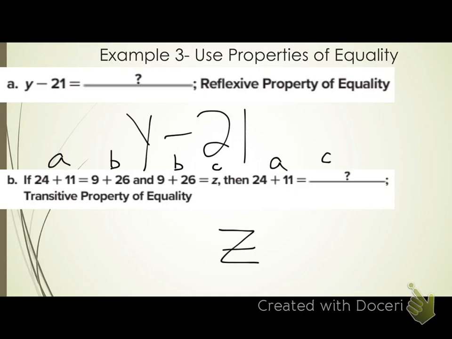Any questions on example 3 using our reflexive or our transitive properties of equality? A lot of your assignment is going to be doing just this. Either filling in a blank to make it true to that property, or telling what property describes the expression. A lot of your assignment is going to be a lot of that. Okay?